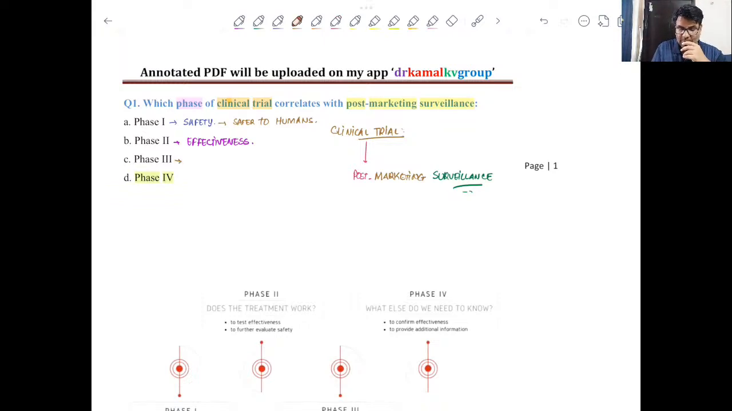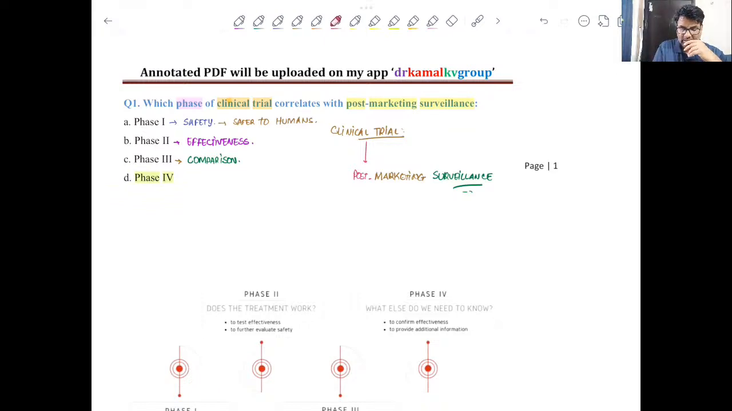Now what do we do in phase 3? Obviously if we are introducing a new drug in the market, there must be some drugs already available in the market. So we have to do a comparison, to see whether the drug we are planning to introduce is really superior to the already available options. So we have to do a therapeutic comparison. So this is phase 3.